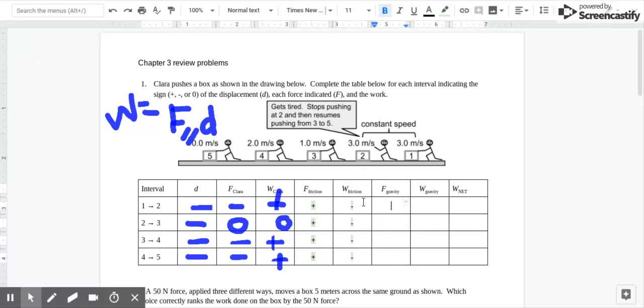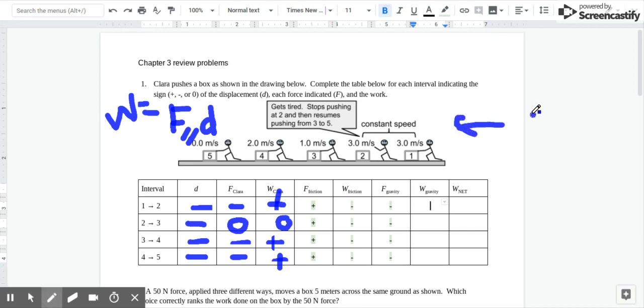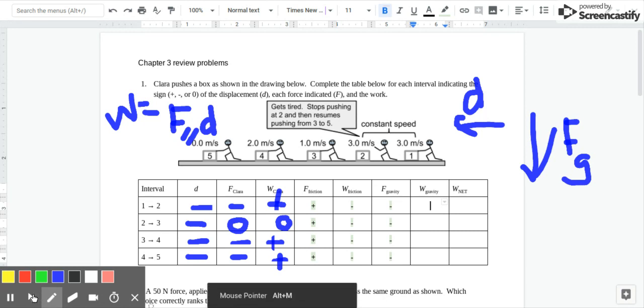Force of gravity always points straight down, so that's the negative direction. But the displacement is going to the left. That's where the D is going, and force of gravity is going down. So that's the D, this is F sub G. So those are not parallel. That means gravity does 0 work.